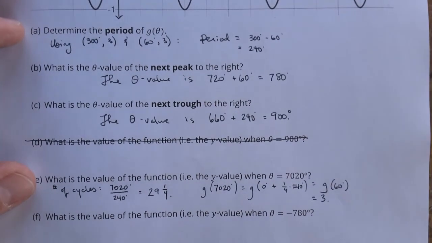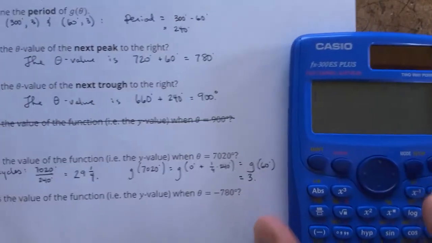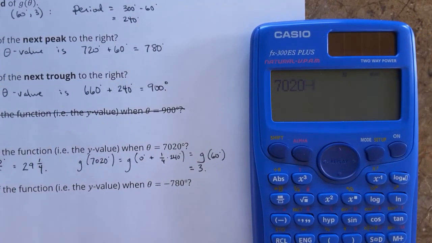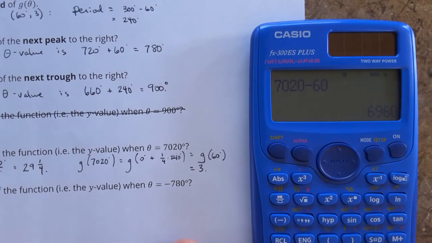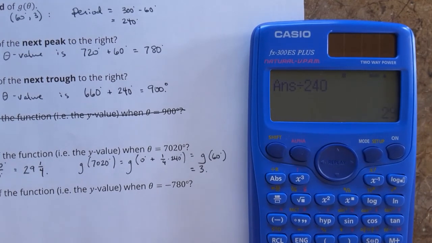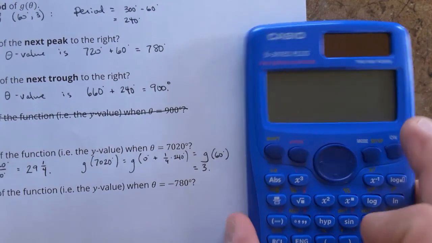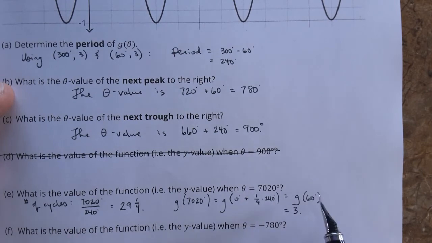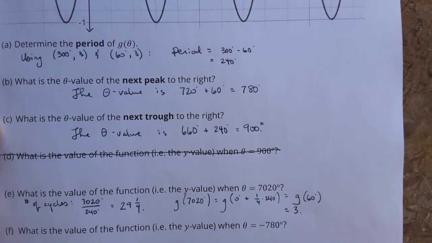Now if you want to double check this, you can see that 7,020, subtract that little 60 at the beginning, we get 6,960. If I divide by 240, I should get a perfect number of cycles. Let's take that, divide by 240. Sure enough, that's exactly 29 cycles as expected. So 6,960 is exactly 29 cycles away from 60, which is a peak. Okay, we have one more to do.